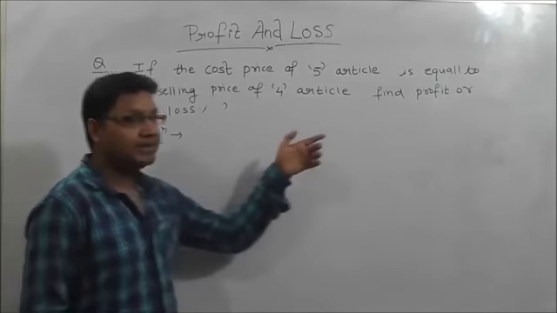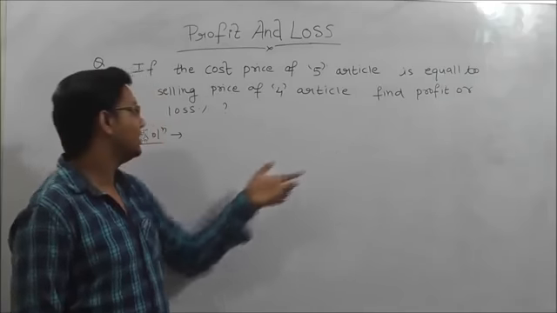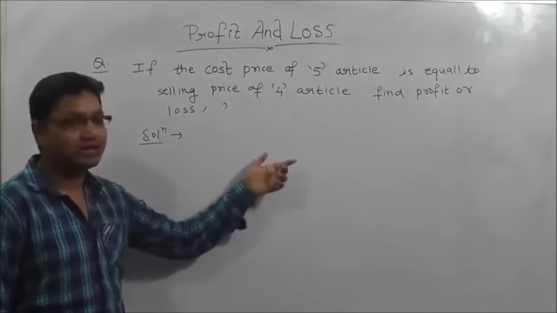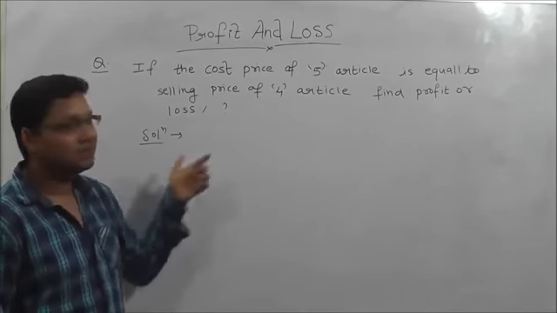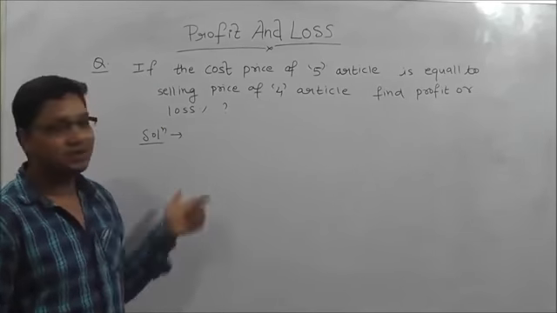If the cost price of 5 articles is equal to the selling price of 4 articles, find the profit or loss percent. It is a simple question. Cost price of 5 articles is equal to selling price of 4 articles. We have to find profit or loss percent.